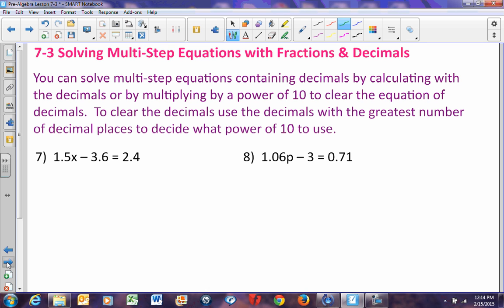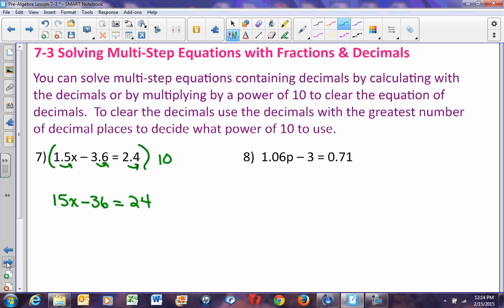If we wanted to clear those decimals, if we multiplied everything by 10, we would clear the decimals and make everything a whole number. So I'm going to take this entire equation and multiply it by 10, which will move this decimal point and this decimal point and that decimal point one place over to the right. So I'm going to have 15x minus 36 equals 24.